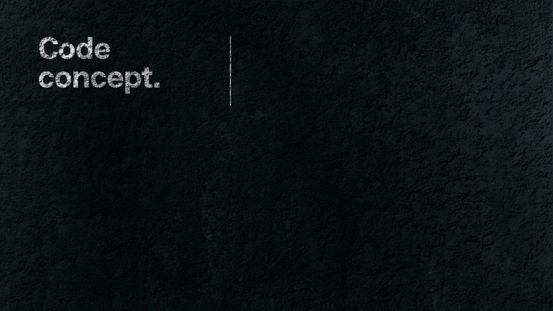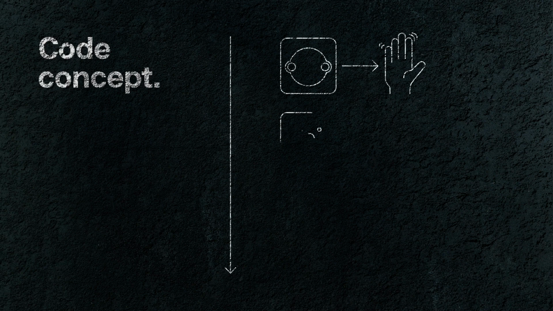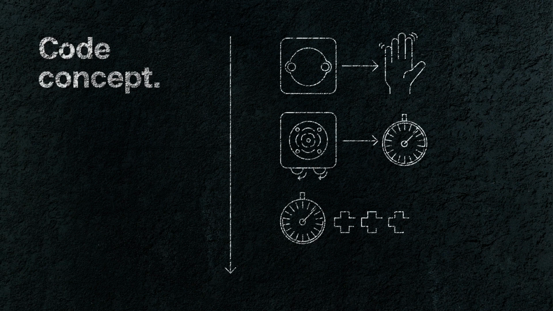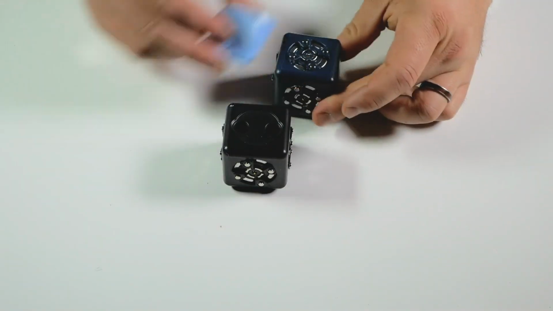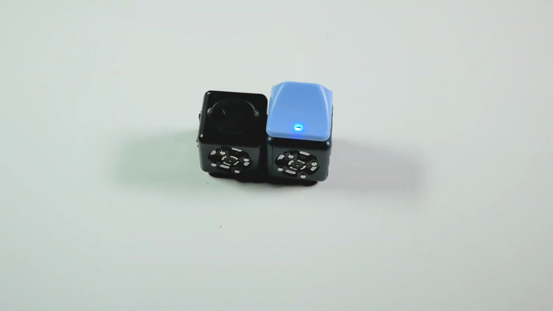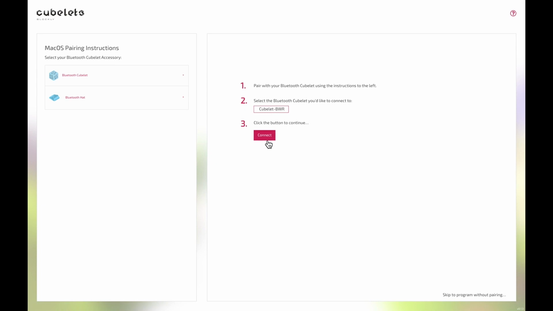I want my code to behave something like this. If the sensor detects a swipe, then spin the wheels for a couple of seconds, then wait for a few seconds more so we don't overuse our supply of TP. Else, do nothing. It's a simple program, so I'll build it in Blockly. First connect the battery, Bluetooth hat, and distance Cubelet, then pair with Cubelets Blockly.